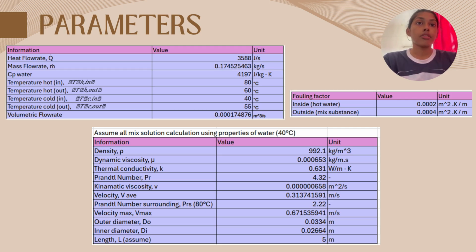And then there is the fouling factor, which is for the inside, which is the hot water. The value is 0.002, and the outside is the mixed substance, which is 0.004. And for the mixed solution, assuming all mixed solution calculations use properties of water at 40 degrees Celsius, the parameters are density, dynamic viscosity, thermal conductivity, Prandtl number, kinematic viscosity, velocity, Prandtl number surrounding, velocity max, outer diameter, inner diameter, length.